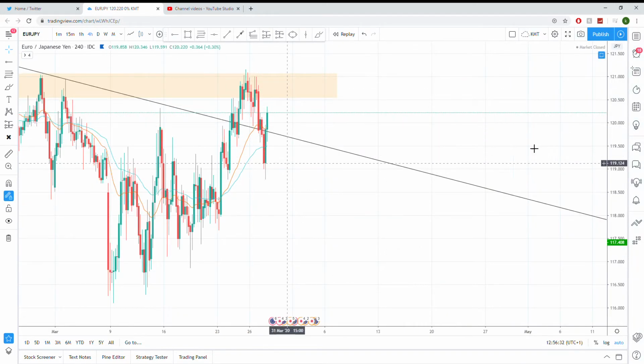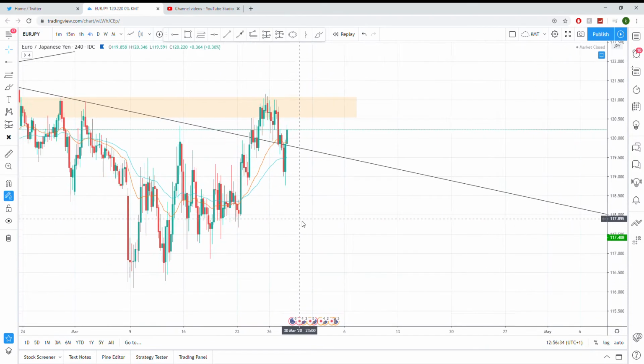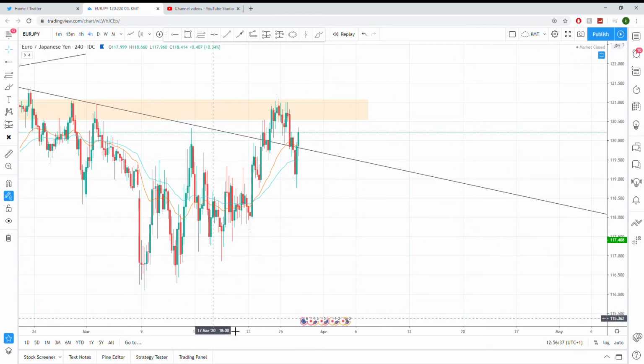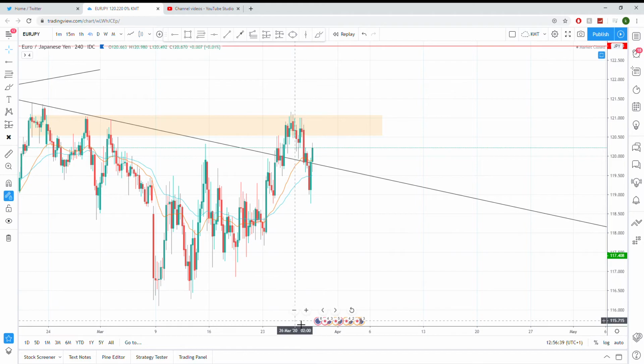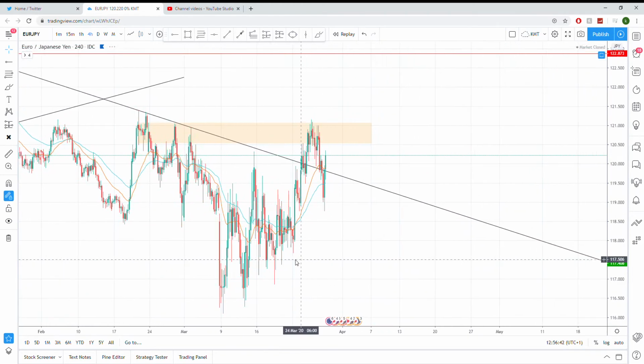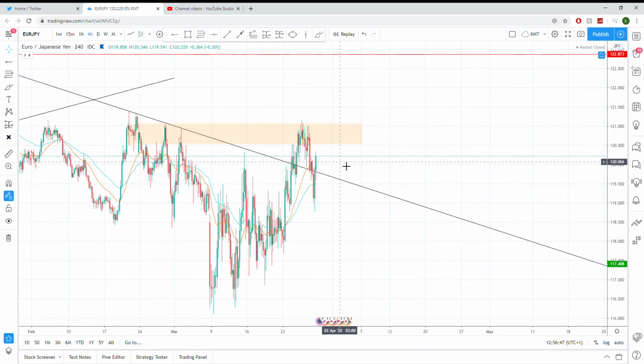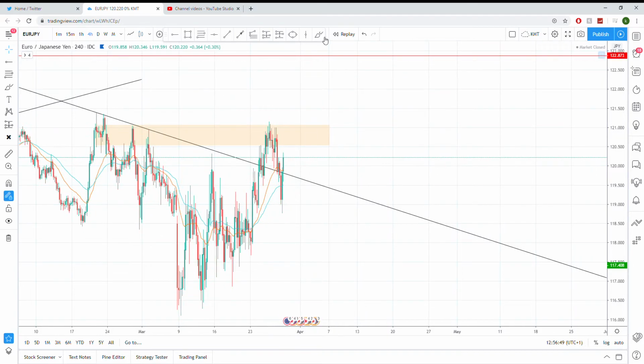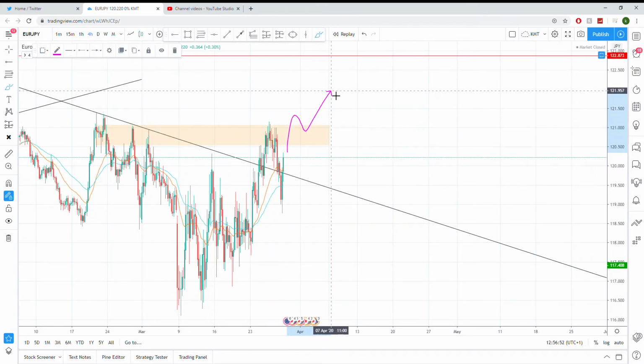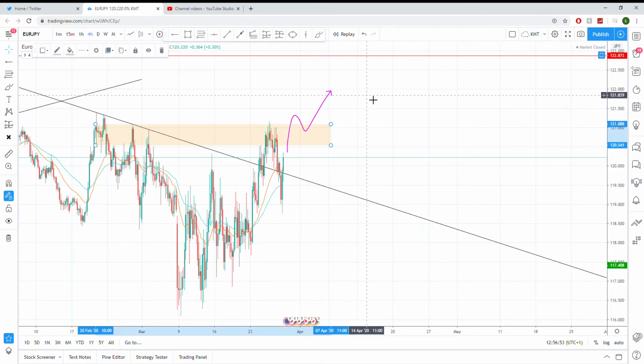EURJPY. Again, we are looking at some potential moves to the upside. So if I just scale out again on the daily time frame, I believe we see we've broken our daily. So we just have to wait and see if we can close above this zone here. Again, the same principle, but this range is at 120.541 to 121.088. Just moving across that way.